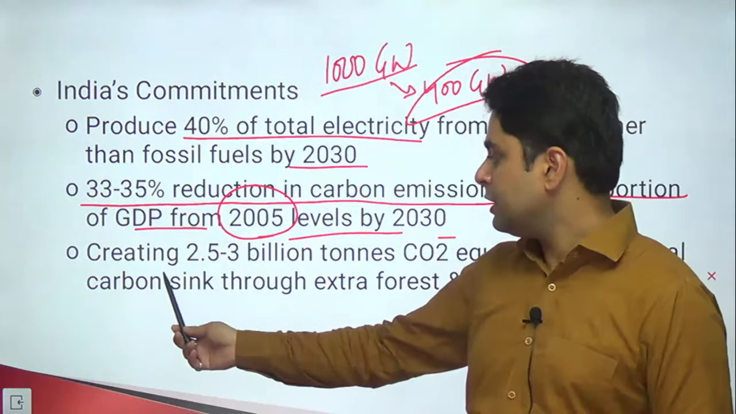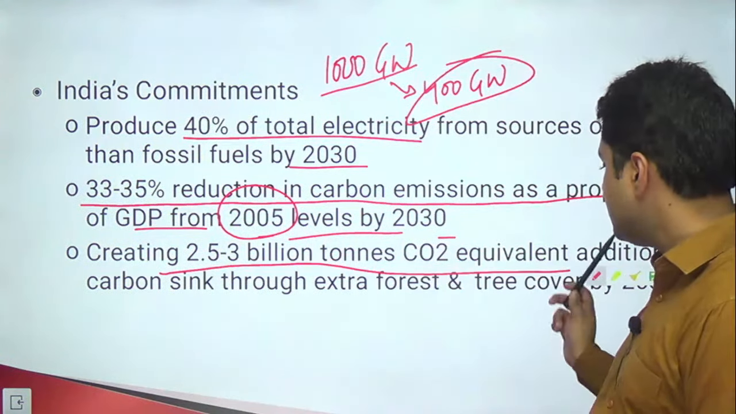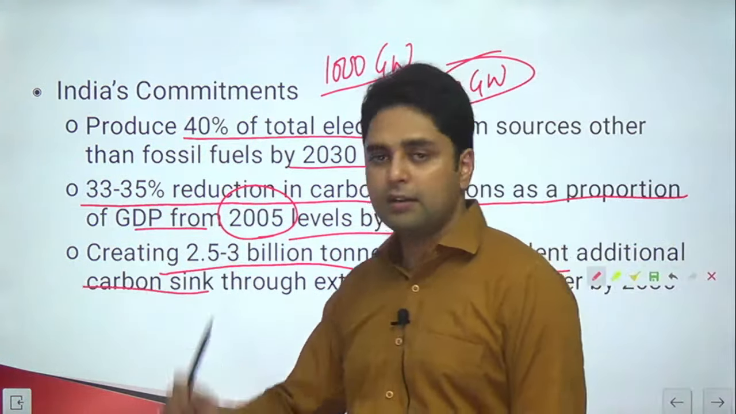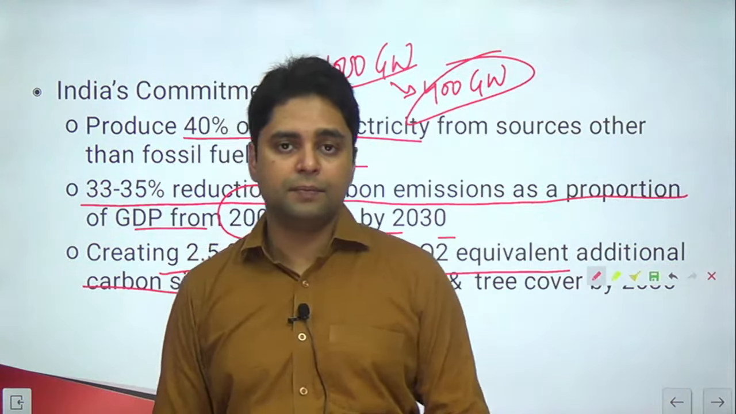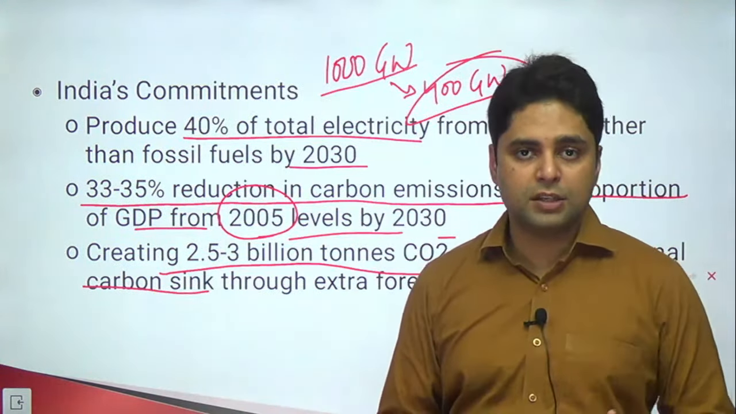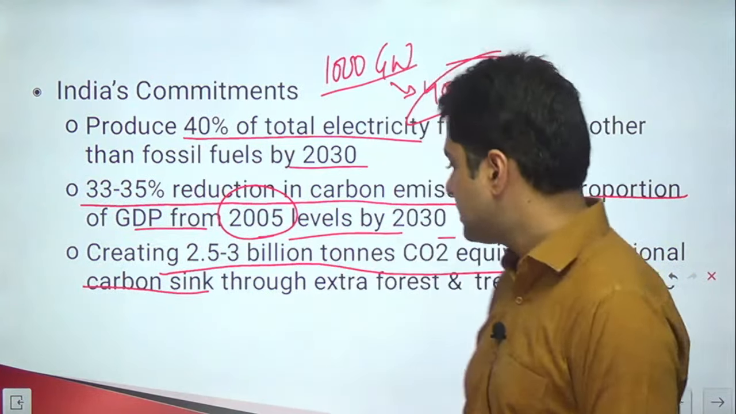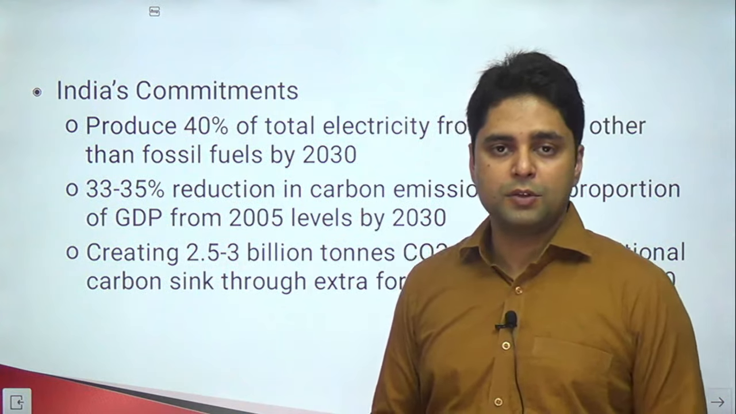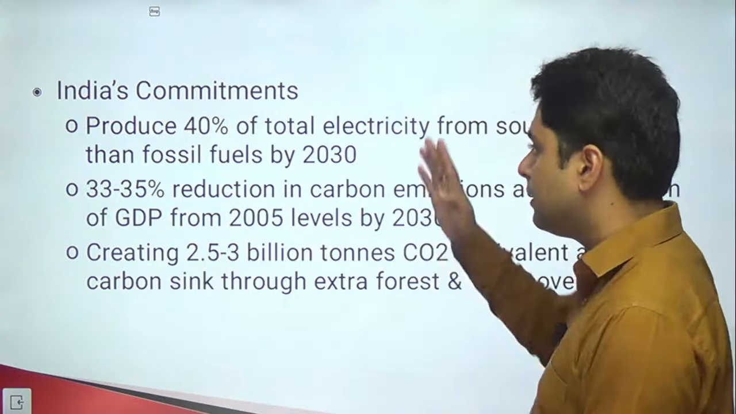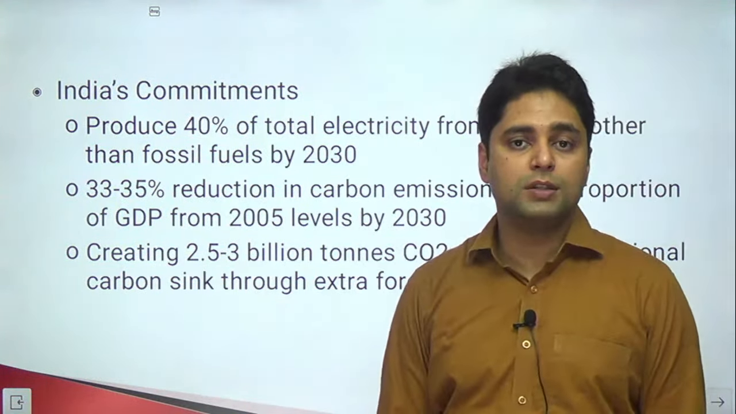Third, creating 2.5 to 3 billion tons CO2 equivalent of carbon sink, where carbon dioxide can sink, which means afforestation and forests will be installed in India. Trees will be cultivated in India, so that additional carbon sink can be generated. But it seems even this much was not enough.